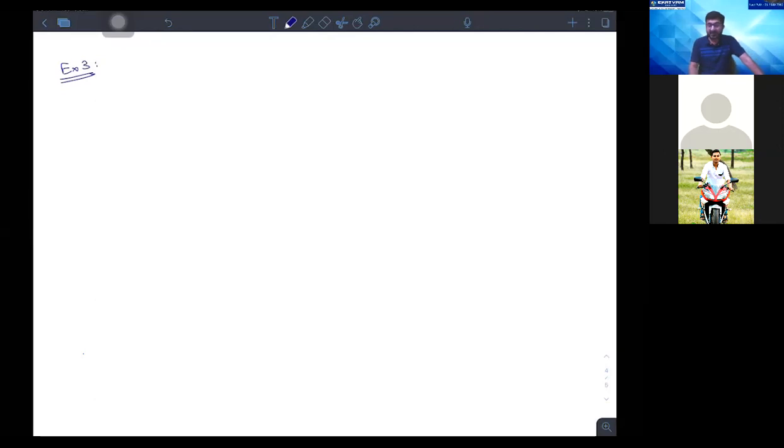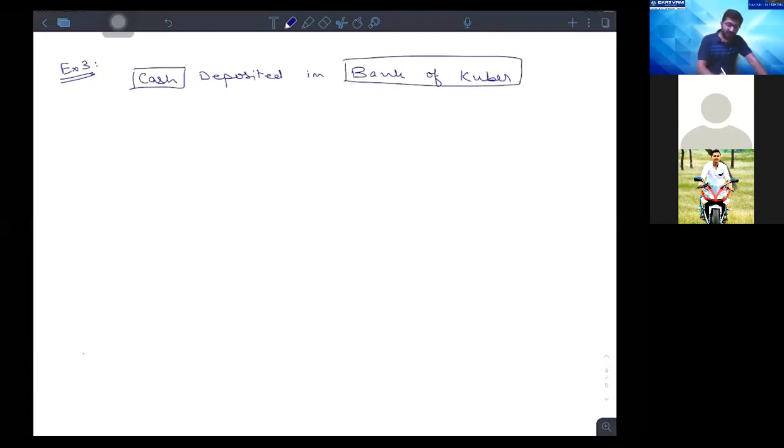Fine. Another example is, let's say, cash deposited in Bank of Kuber. Cash deposited in Bank of Kuber. Very specific. ट्रांजैक्शन में क्लियरली लिखा हुआ है कैश, मतलब ये कैश ट्रांजैक्शन हो गया. और अगर ये कैश ट्रांजैक्शन हो गया तो on one side the account getting affected will be cash, and in fact there is another account getting affected is bank. Which bank?